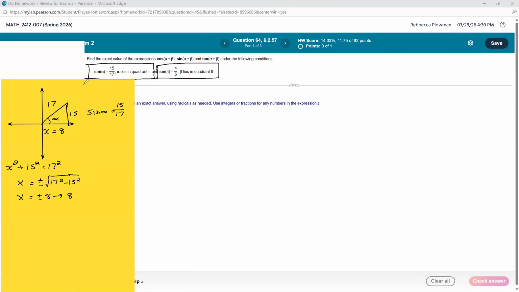So now, not only do we know what sine alpha is, we know that cosine alpha is going to be 8 over 17, and we know that tangent of alpha is going to be 15 over 8. So for the next one, for my beta, we might have enough room for it in here. Beta is in quadrant 2.